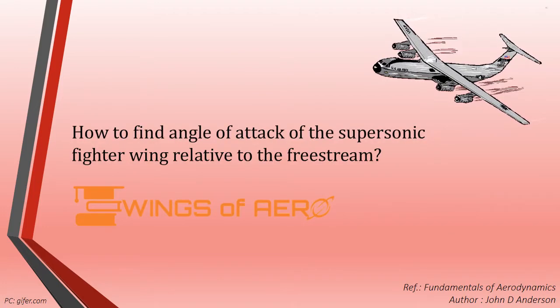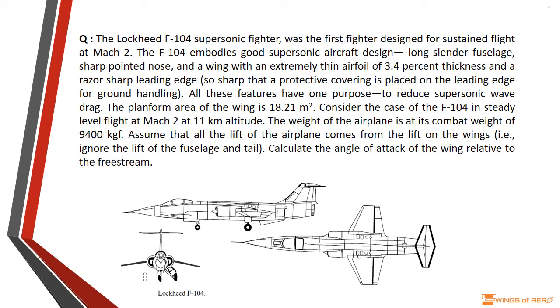Now we are going to learn how to find the angle of attack of the supersonic fighter wing relative to the free stream. Consider the Lockheed F-104, the first supersonic fighter designed for sustained flight at Mach 2. The F-104 embodies good supersonic aircraft design: a long slender fuselage, a short pointed nose, and a wing with an extremely thin airfoil of 3.4% thickness and a razor sharp leading edge.